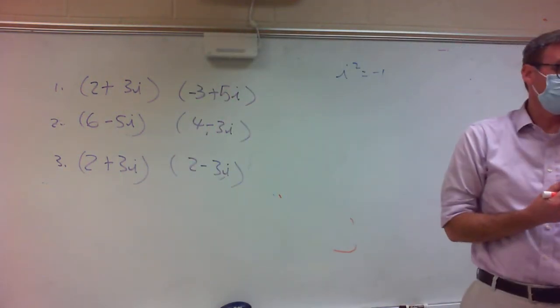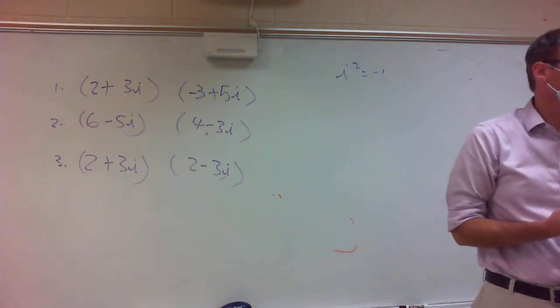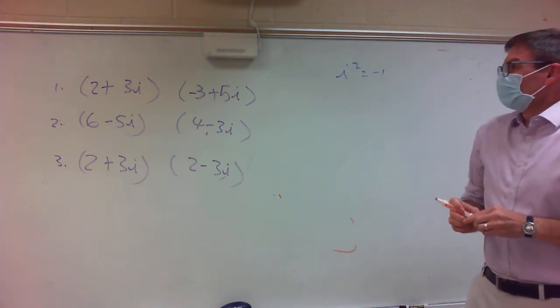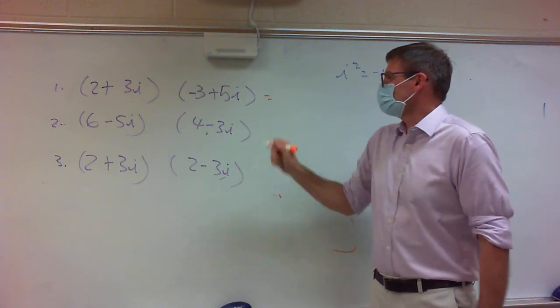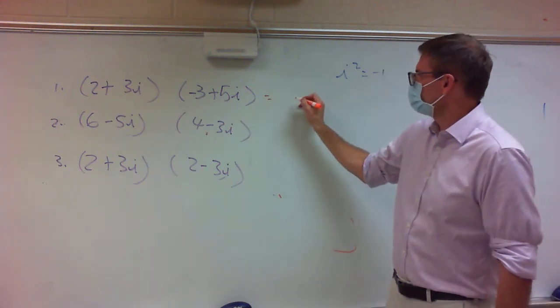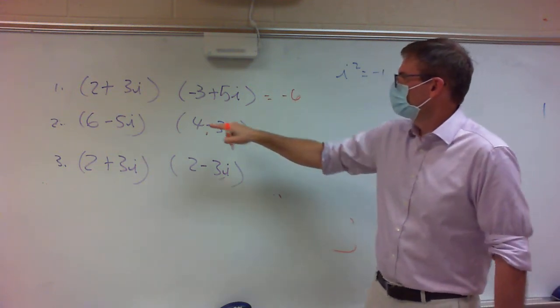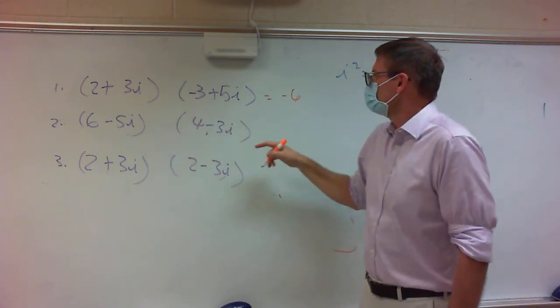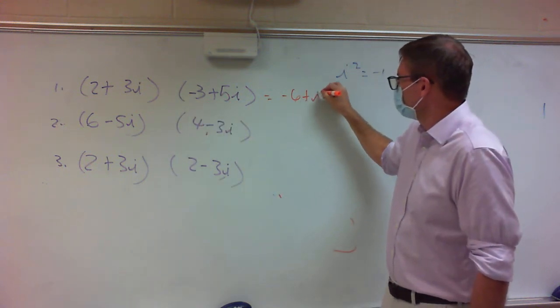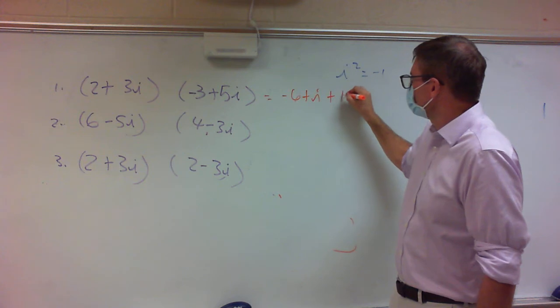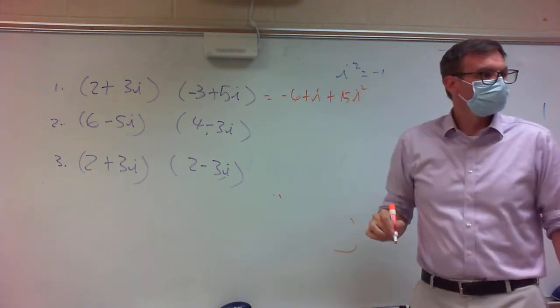There are actually two more ideas I need to talk about. I don't think I'm going to get to both of them, but I'll at least get to one of them. All right, so the first one, we multiply it together. That's going to give me negative 6 minus 9i plus 10i, which gives me a plus i, and then I get plus 15i squared.